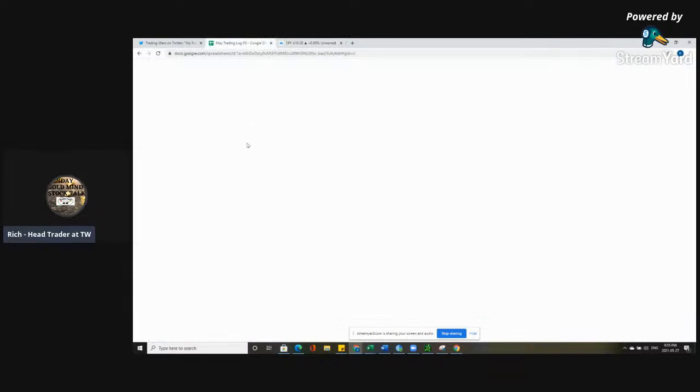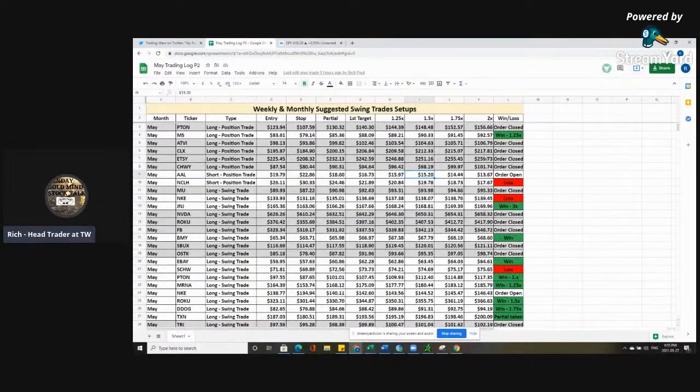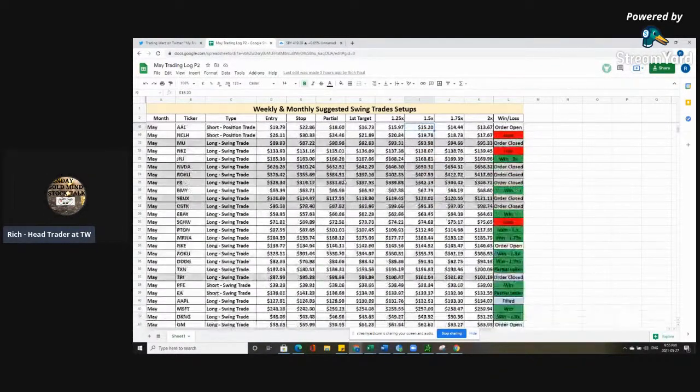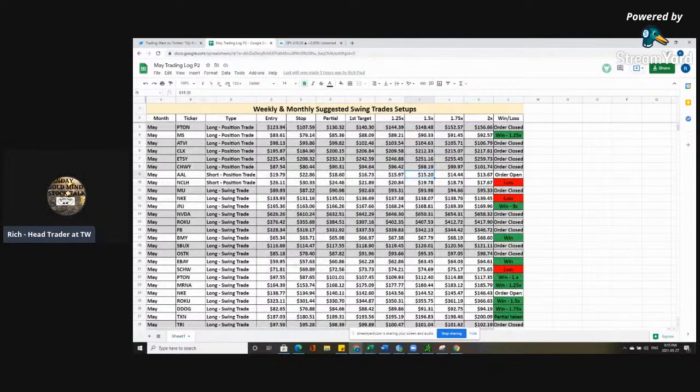So I have here the May trading log. Everybody in my private swing room has access to this Google Docs. This is everything that happened in May. So I want to explain to you. We have the entry price, the stop, the partial, and then all of these are just different targets to scale out. Anything that says order closed, that means by the end of the week, we never got into the position because it never triggered. And then I just closed them.